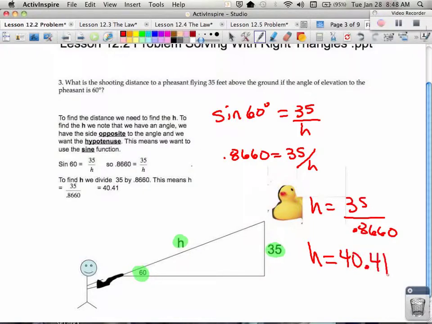And again, don't forget your labels. We were working in feet. So the shooting distance is 40.41 feet.